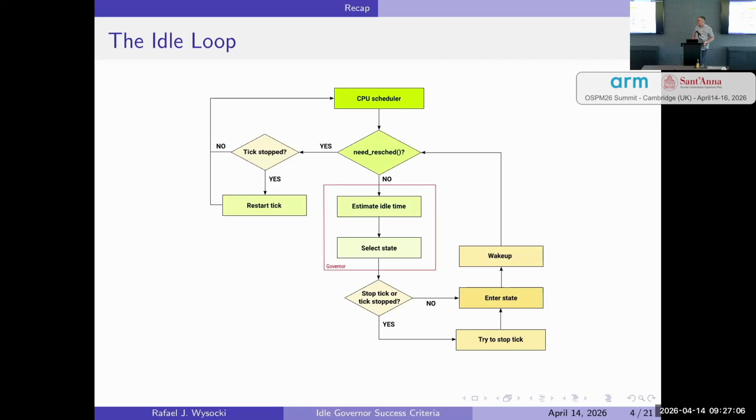Okay, so that's the idle loop, and as you can see, it manages two things. First of all, it selects the idle state to use for that time. And then it also manages the scheduler tick, which can be either stopped or retained depending on what idle state has been selected.